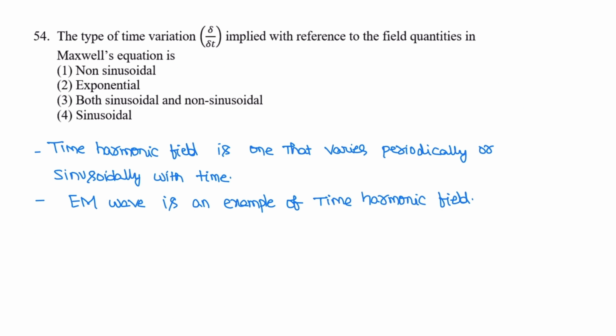Next question. The time variation d by dt implied with reference to the field quantities in Maxwell equation is a time harmonic field. The time harmonic field is one which varies periodically or sinusoidally with time. So for the time harmonic field, dou by dou t is replaced with j omega. Electromagnetic wave is an example of a time harmonic field. So the correct option is 4. Next question.